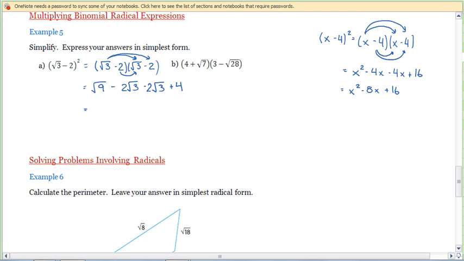So I end up with, well, look at this. The square root of 9 is actually 3, minus 4 root 3, plus 4, which gives me, I'm going to simplify this, 4 plus 3 is 7 minus 4 root 3.